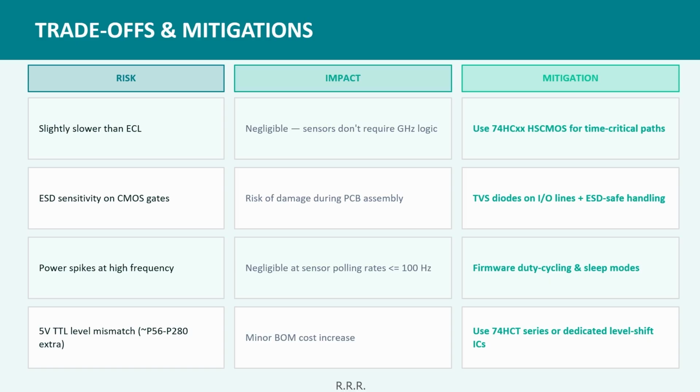Using the 74HCXX high-speed CMOS series for time-critical signal paths is more than sufficient.